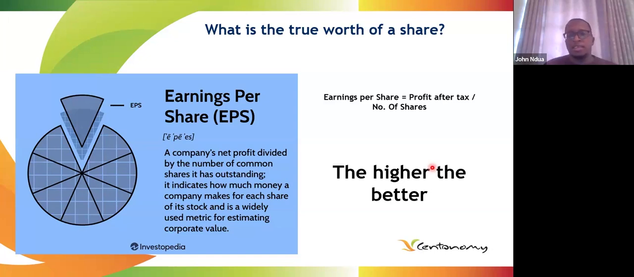So where do we get this data? Profit after tax is provided in the company financial statements. Remember, this information is disclosed by the company in their financial statements, which they publish on their website. Number of shares is found on the same document on their website. So the company with the higher ratio is the better company. So earnings per share is an indication of profitability. Hope that is clear.